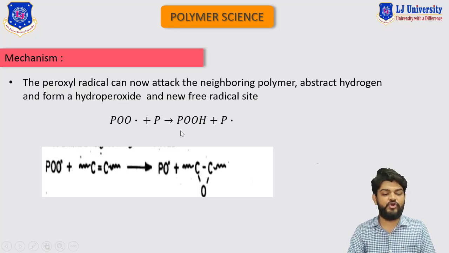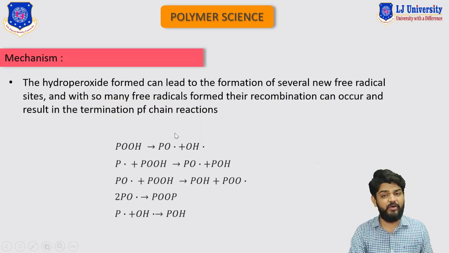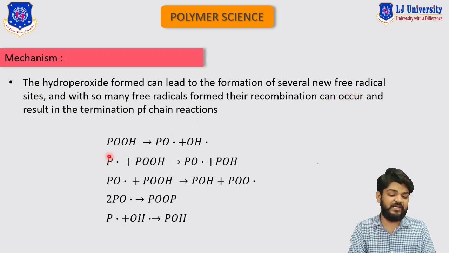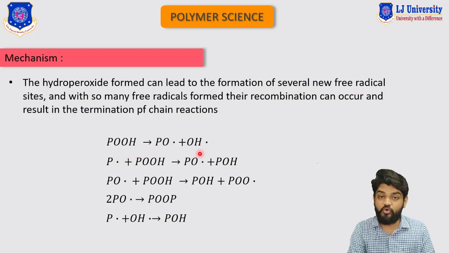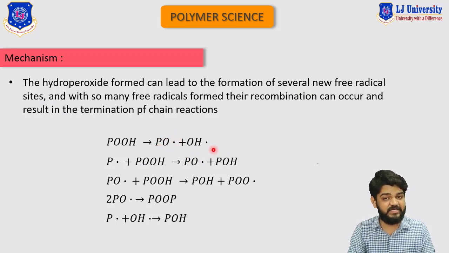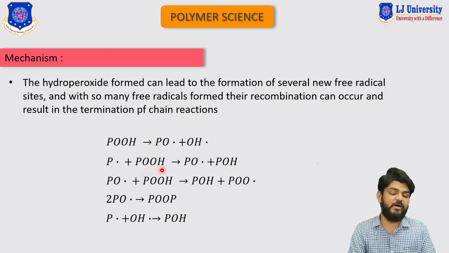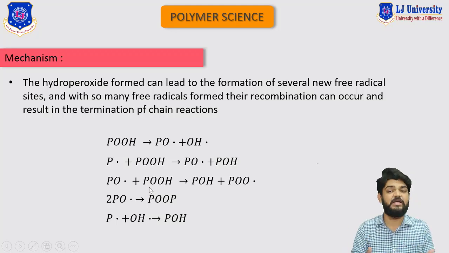Now this hydroperoxide generated here can also be decomposed and it can have several forms. As you can see, this hydroperoxide compound has generated PO dot plus OH dot. So it has decomposed into two free radical sites. Similarly, you can see here P dot plus POOH now forming a different free radical site in the form of PO dot plus POH.